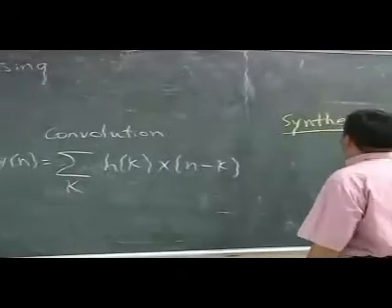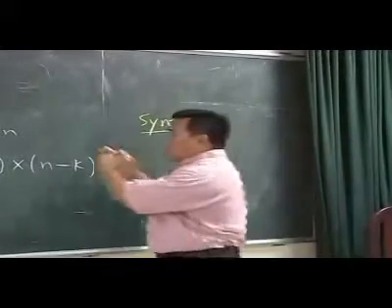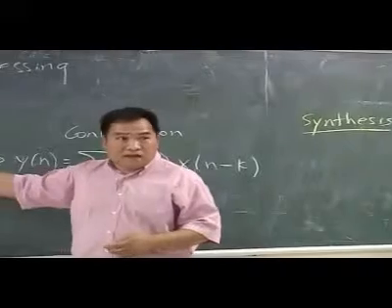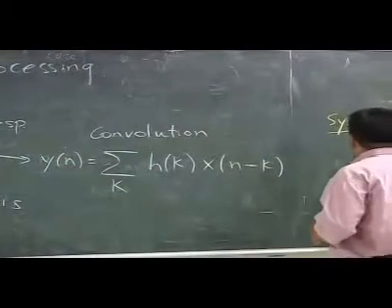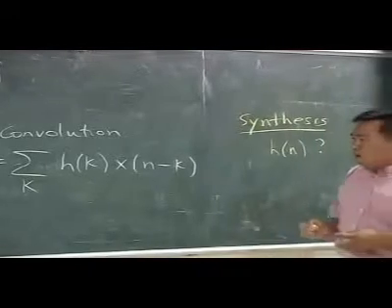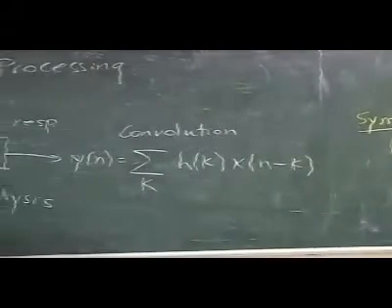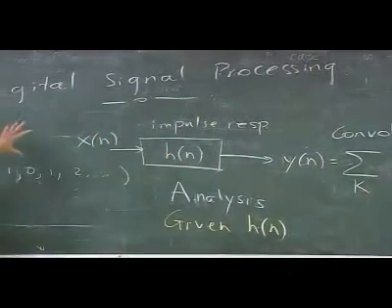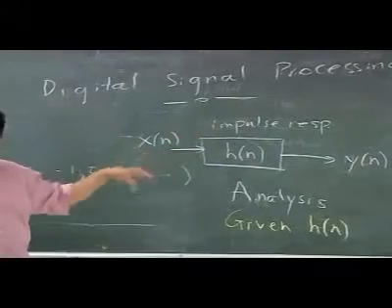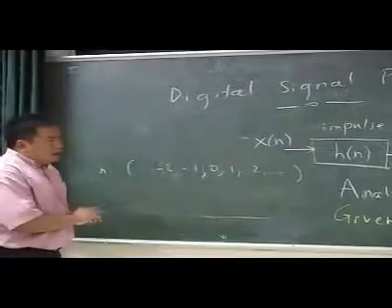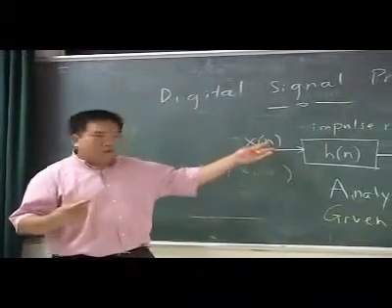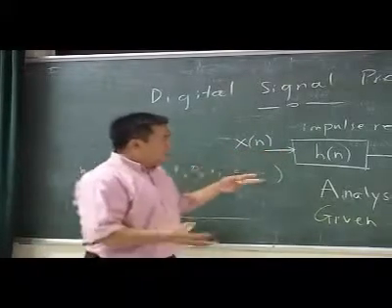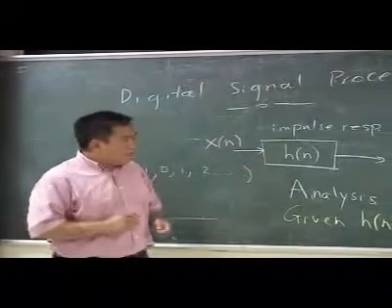Synthesis is the opposite way. In synthesis, you want a particular output. How do you design the filter to achieve that? So this is to somehow come up with h of n. In analysis, you are given h of n. Basically I'm trying to spend the first 10 minutes for review and then leading up to my lecture. So in analysis, what do we use? We use convolution. And why do we use convolution? Because we have a linear time-invariant system.